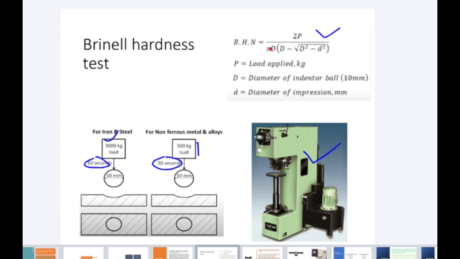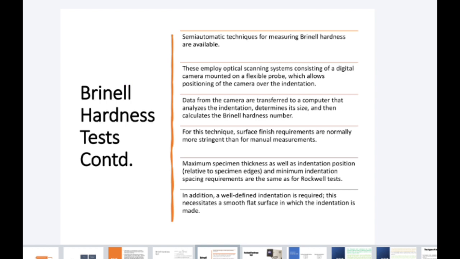Right, with this formula later on we will solve one example, right? Here you see this is the applied load in kilogram, it is written kilogram, right? And D is the diameter, and this is the diameter of the impression. Now the Brinell hardness test, some more details here.